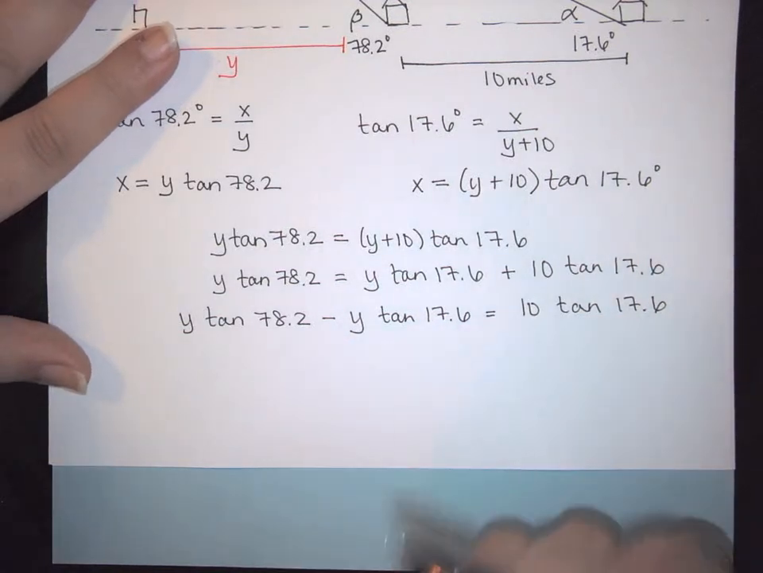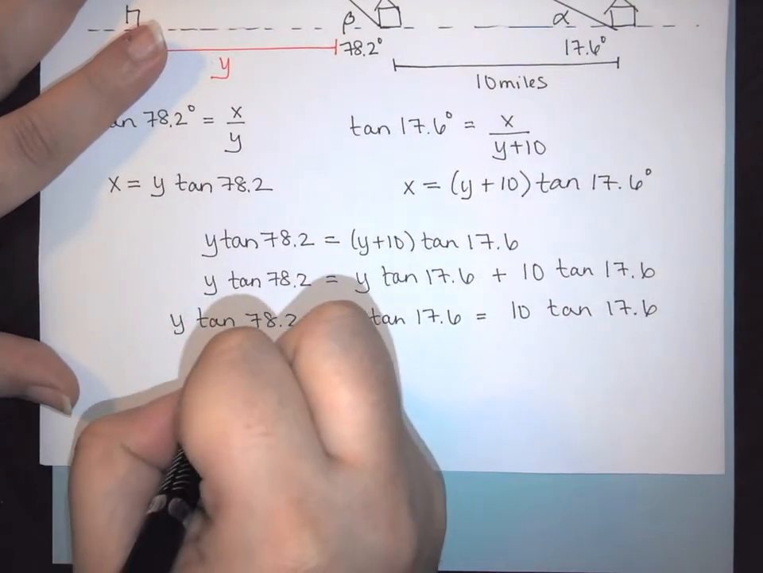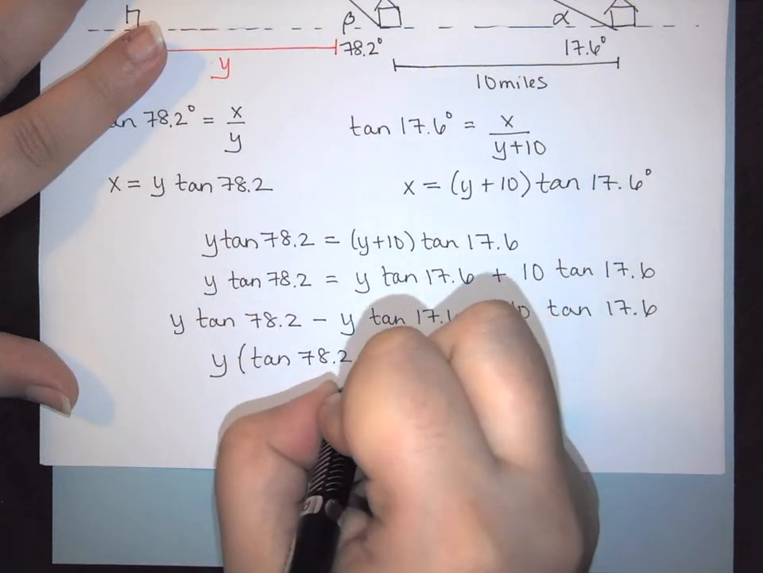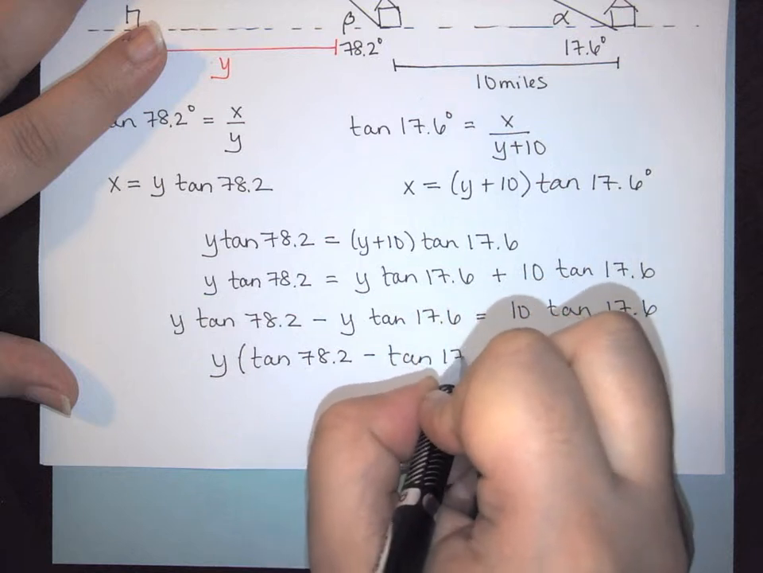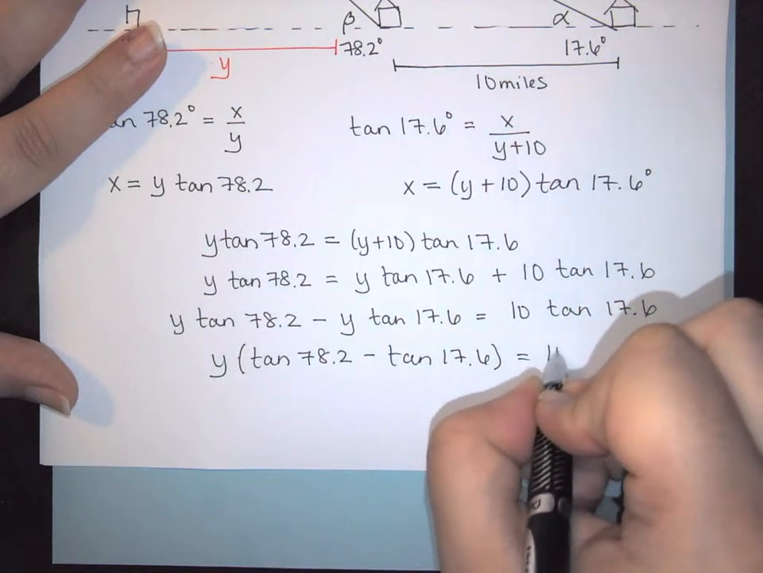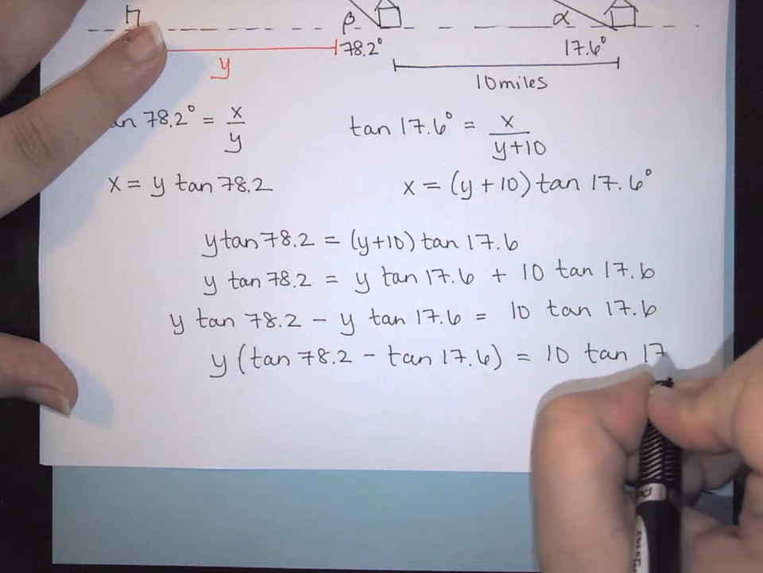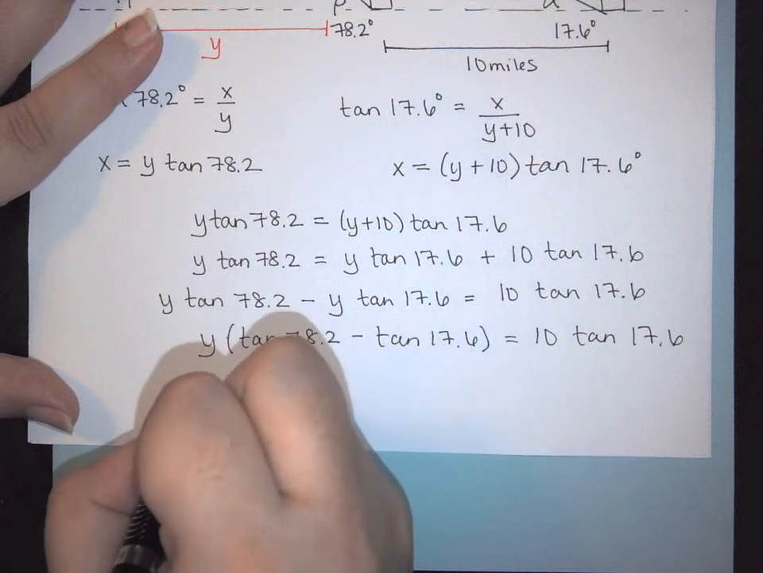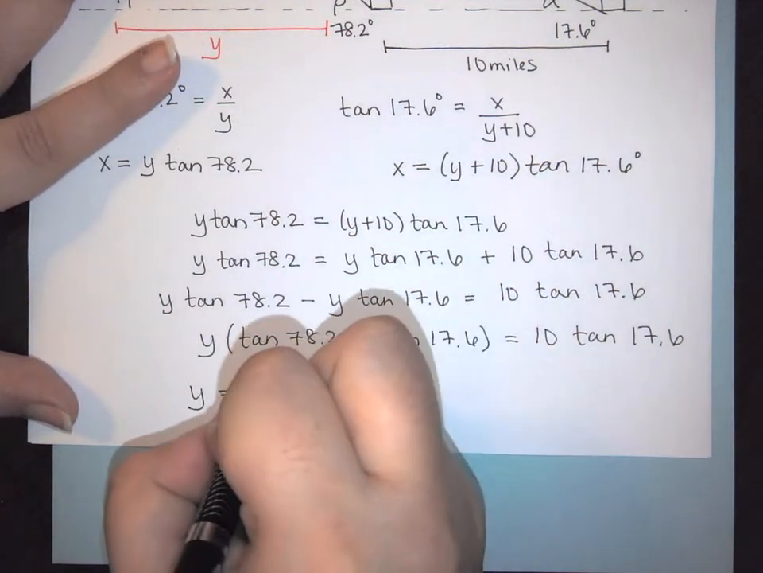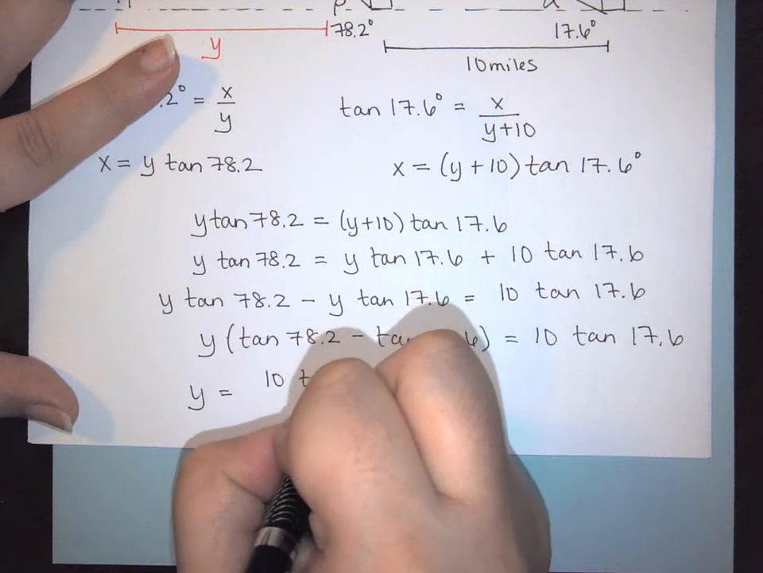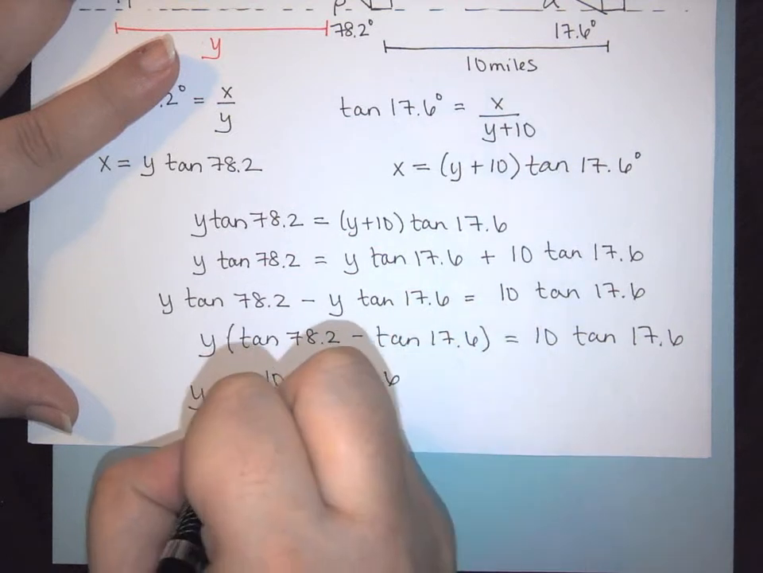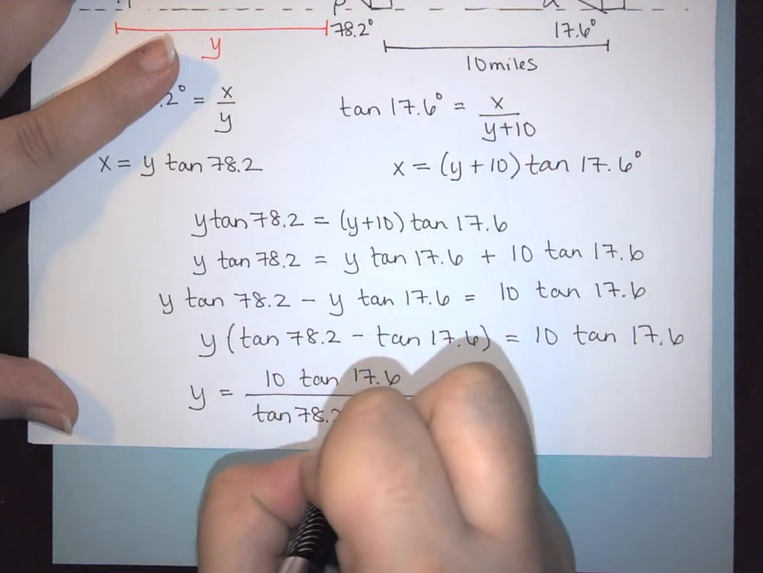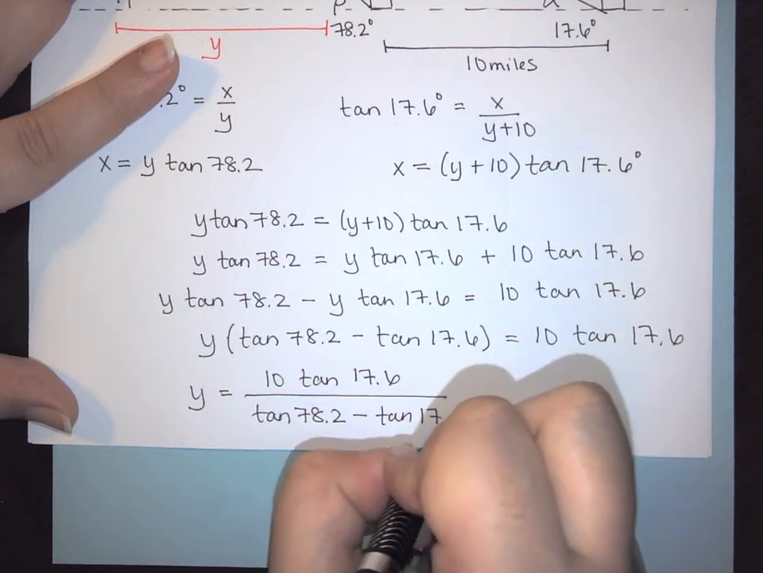You can pull that Y out. So we pull out the Y, and we're left with the tangent of 78.2 minus the tangent of 17.6 equals 10 tangent of 17.6. Now, obviously, to get Y by itself says that we have to divide, so this becomes 10 tangent of 17.6 divided by the tangent of 78.2 minus the tangent of 17.6.